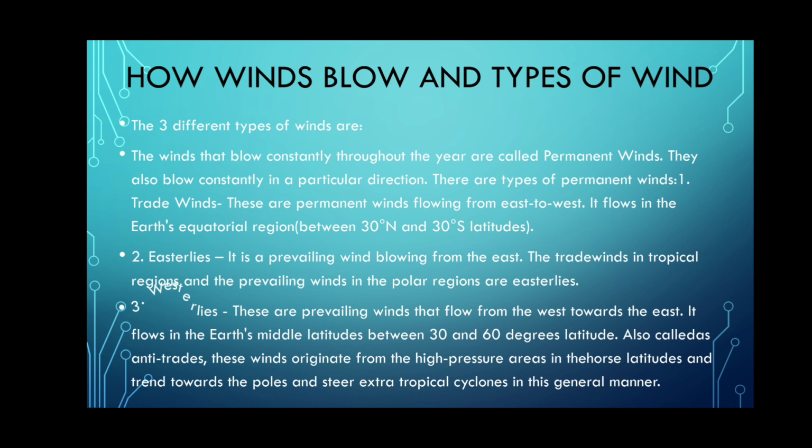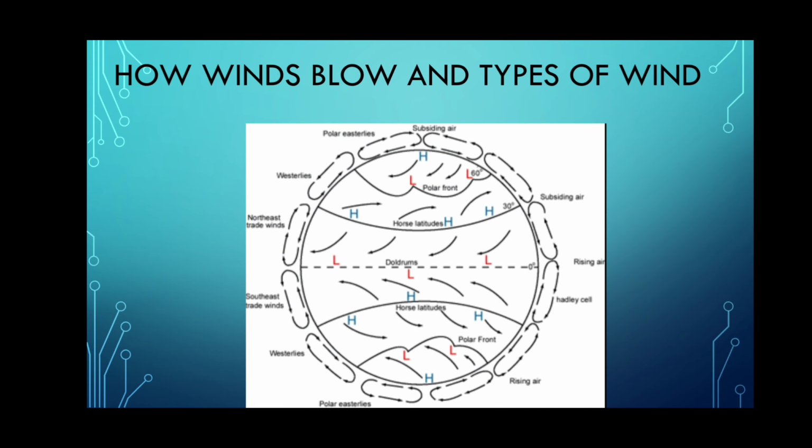3. Westerlies. These are prevailing winds that flow from the west towards the east. They flow in the Earth's middle latitudes between 30 and 60 degrees latitude. Also called anti-trades, these winds originate from the high-pressure areas in the horse latitudes and trend towards the poles and steer extratropical cyclones in this general manner.